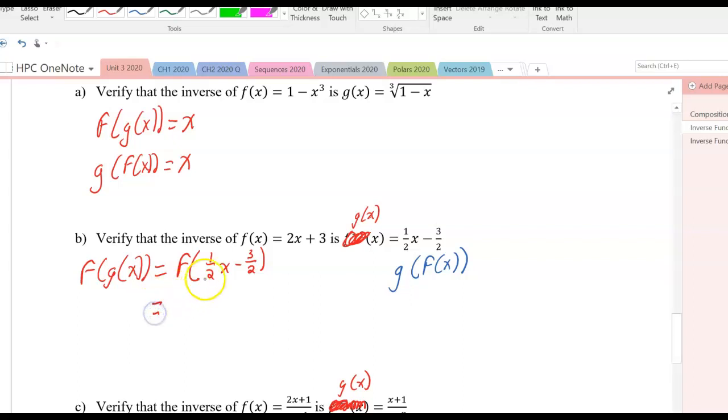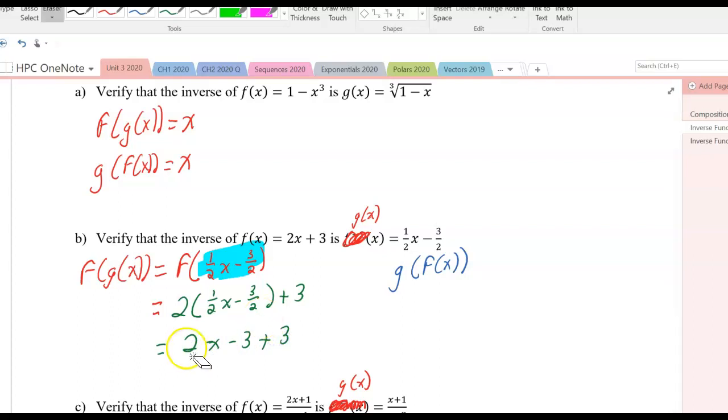And then you're going to take that and plug it in. So I'm going to take this blue piece and plug it in. So 2 times 1/2 x minus 3/2 plus 3. When you distribute, you get 2x minus 3 plus 3, and I distributed wrong. When you distribute properly, you get x minus 3 plus 2. And when you simplify, you get x. So that should have also worked in g of f of x. You should have got x. So then you can make a conclusion. f of x and g of x are inverse functions.